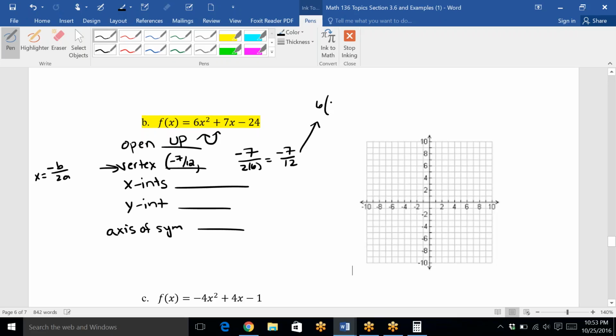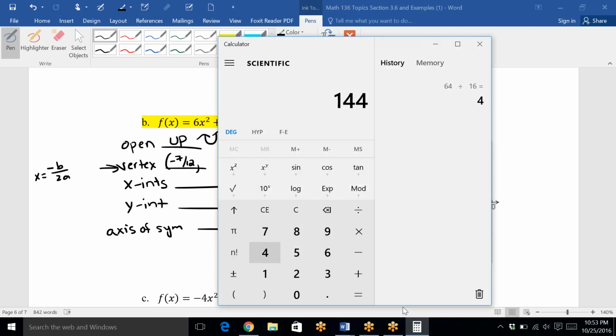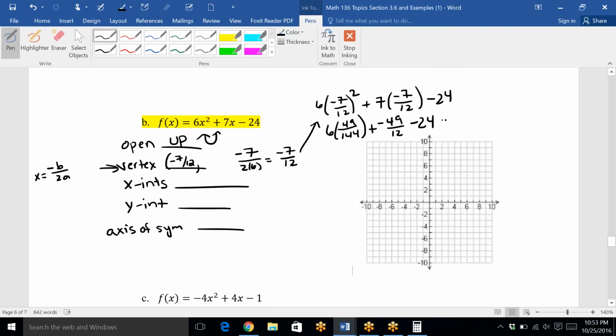So 6 times negative 7 over 12 squared plus 7 times negative 7 over 12 minus 24. This would be 6 times 49 over 144, because I have to square top and bottom, plus a negative 49 over 12 minus 24. 6 should go into 144. It goes in 24 times. So this is 49 over 24, if we reduce that fraction right there.